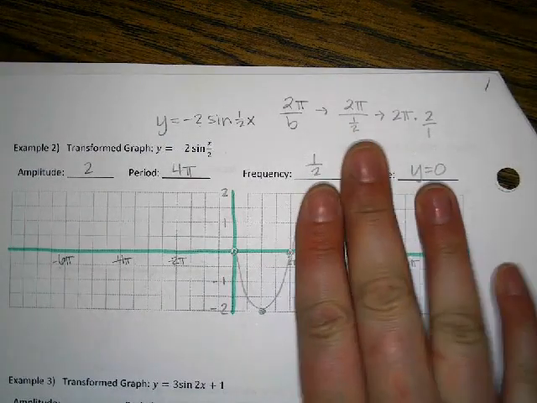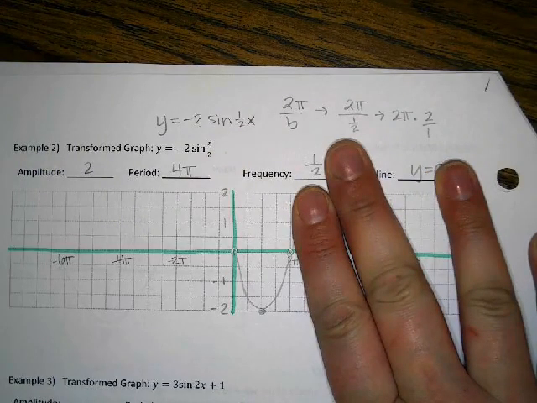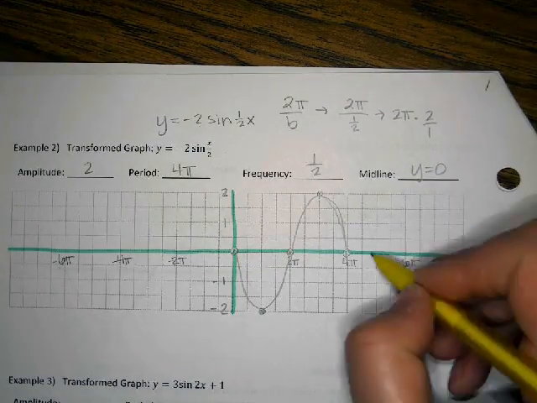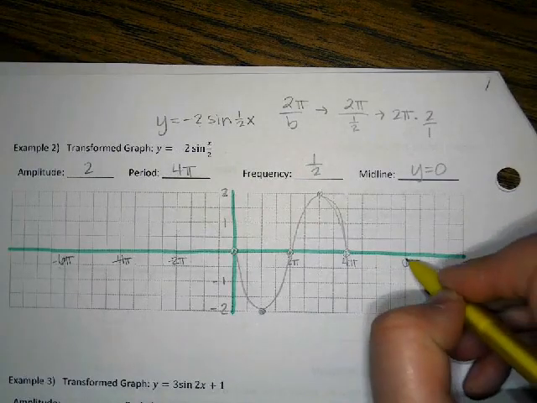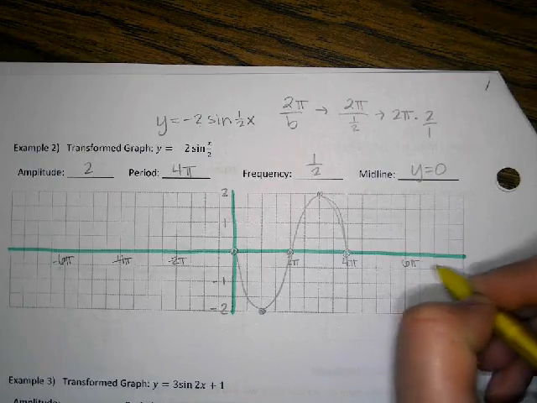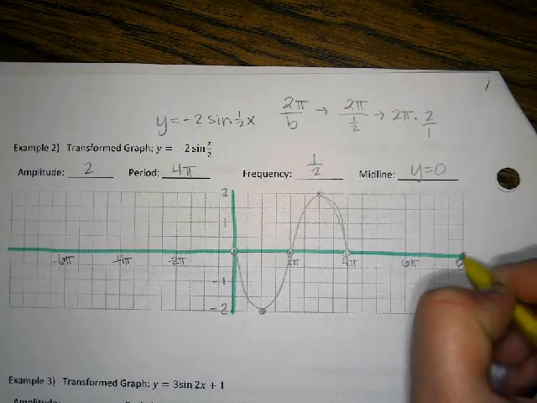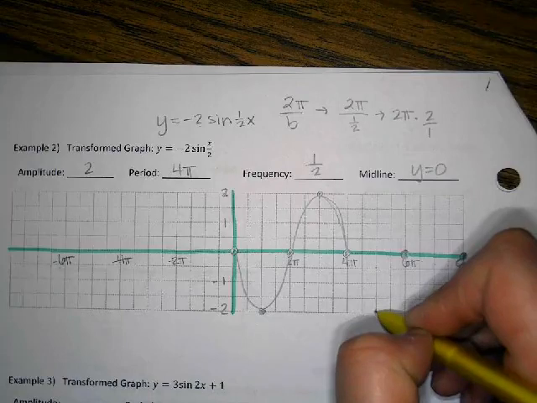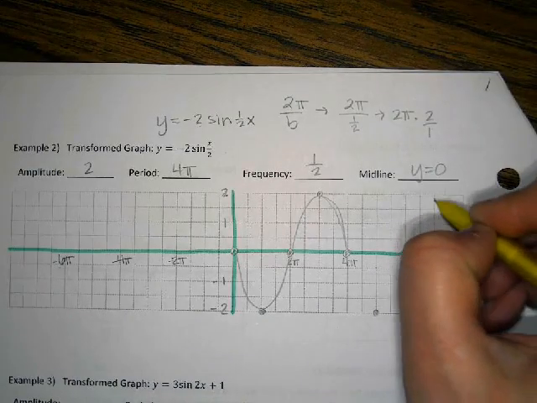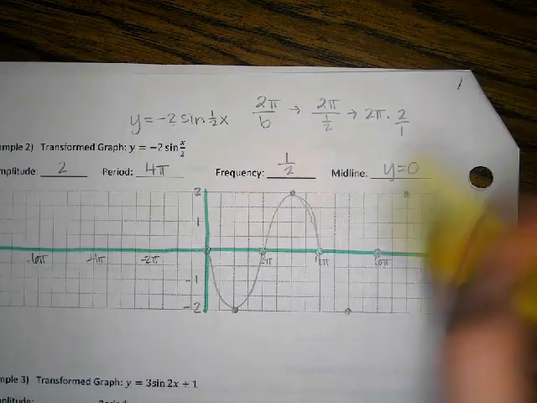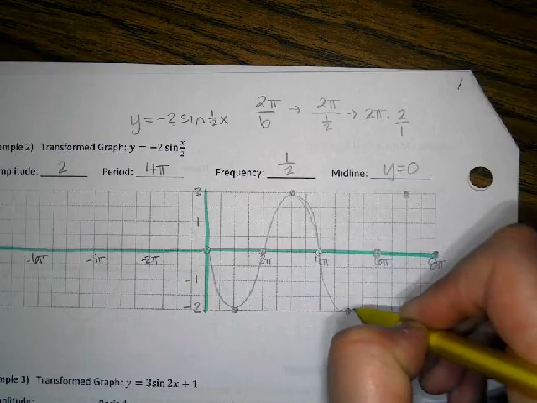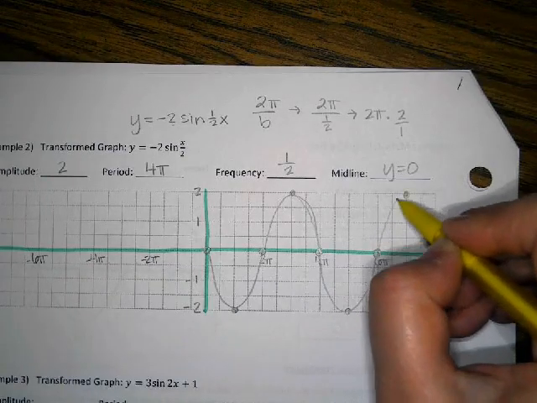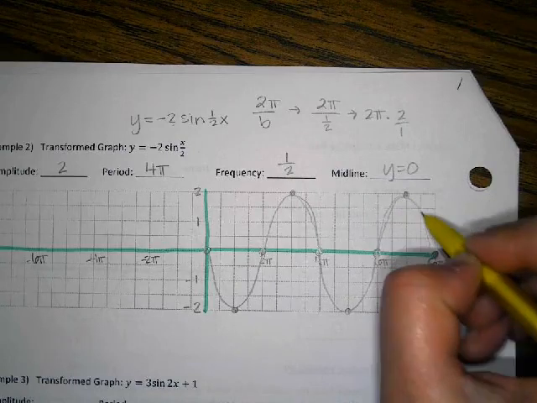Okay, and then I can go ahead and do it again. So beginning, 1, 2, 3, 4. 1, 2, 1, 2. There's 8 pi. So beginning, end, middle. Between the first 2, I'll go down. Between the second 2, I'll go up. And you could do another cycle over here.